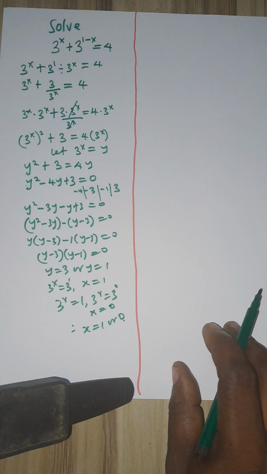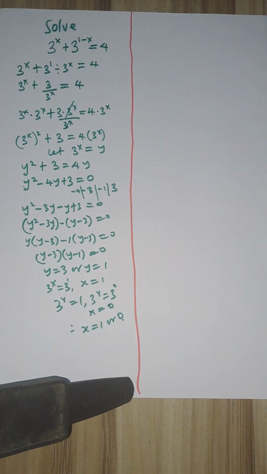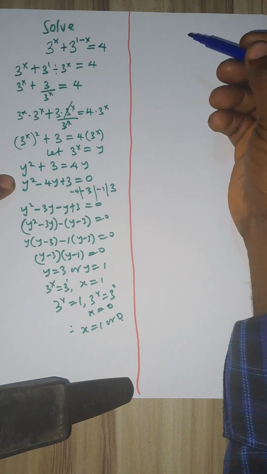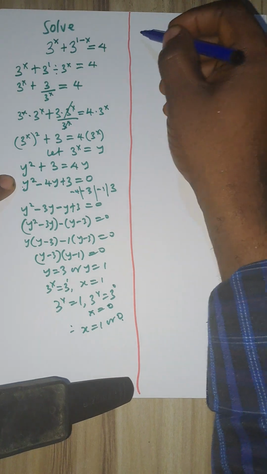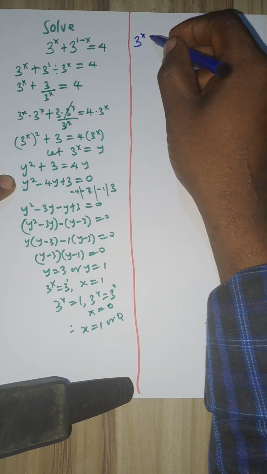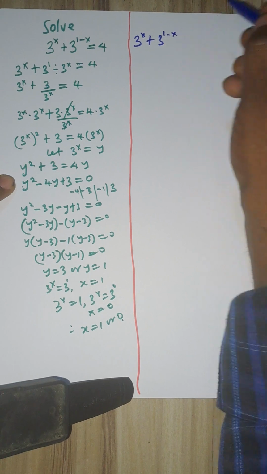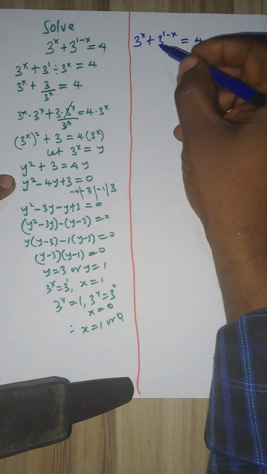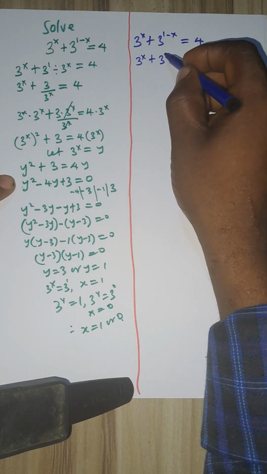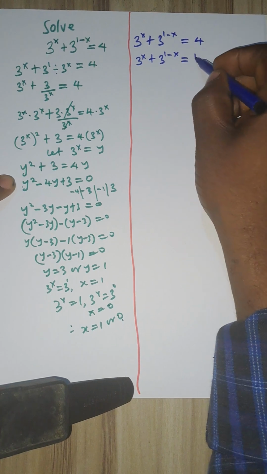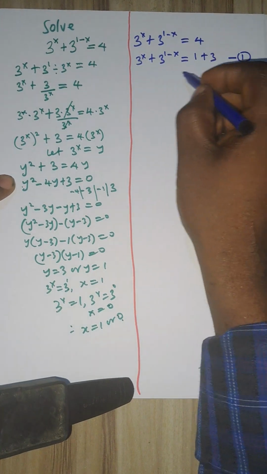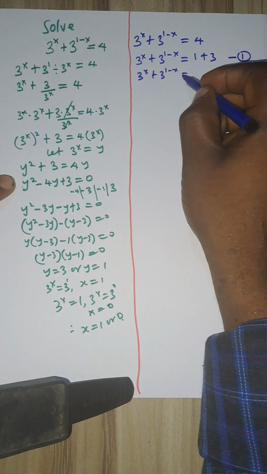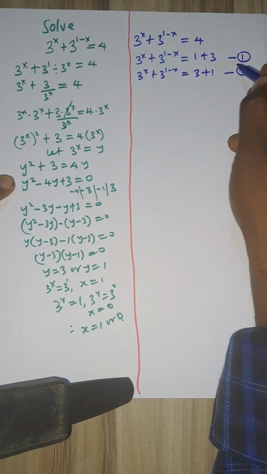Now let's use the finance method. The method I use in solving it, which is strictly mine, is this: if you have 3 to the power of x plus 3 to the power of 1 minus x equals 4, you could just write this as 3 to the power of x plus 3 to the power of 1 minus x equals 1 plus 3. Call this equation 1. And 1 plus 3 is also 3 plus 1, which gives us equation 2.